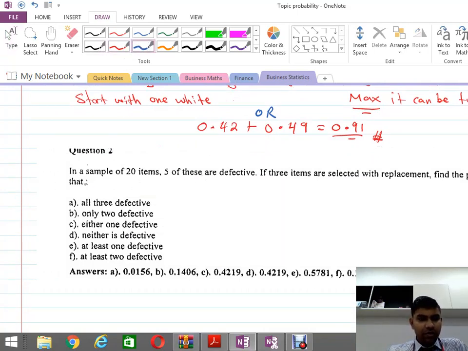Now next, question number 2. Now in question number 2 is the same thing. In a sample of 20 items, look at that, 20 items, 5 of these are defective. If 3 items are selected with replacement, again with replacement, find the probability. So they already told you 5 are defective, so another 15 is what? Non-defective. Now the balance you have to find by yourself. Okay, this is defective means another 15 is non-defective.